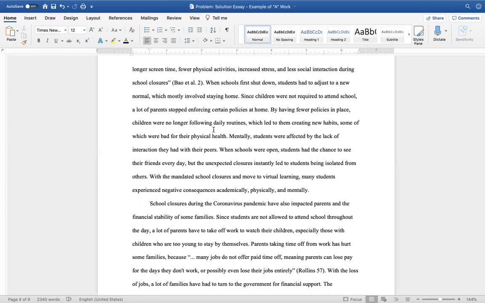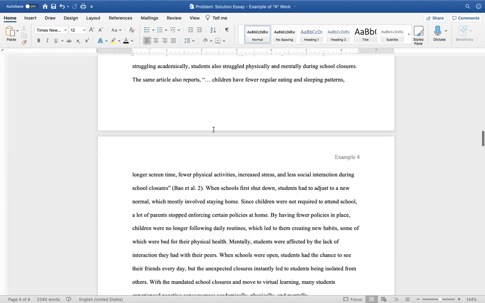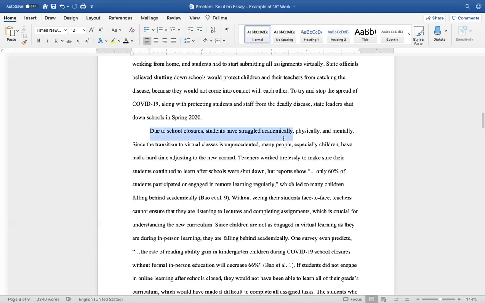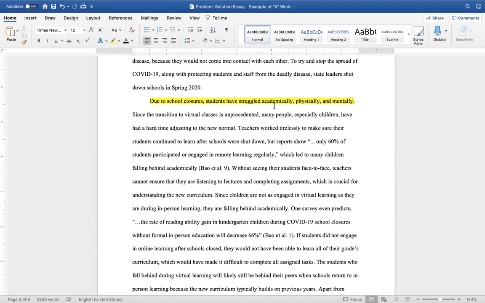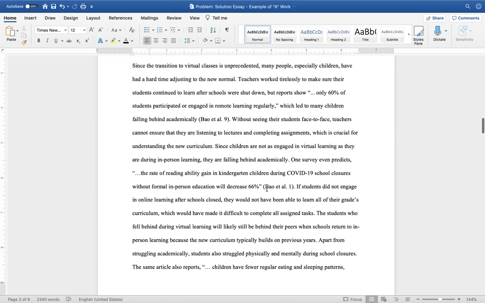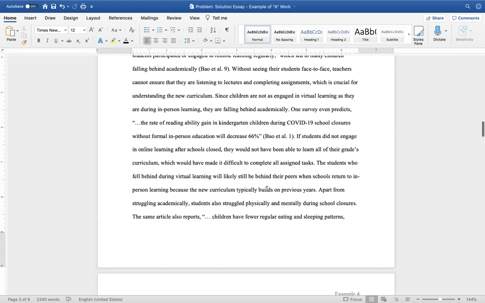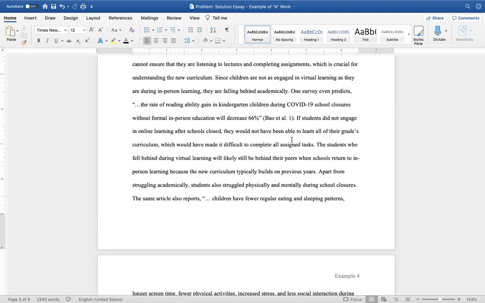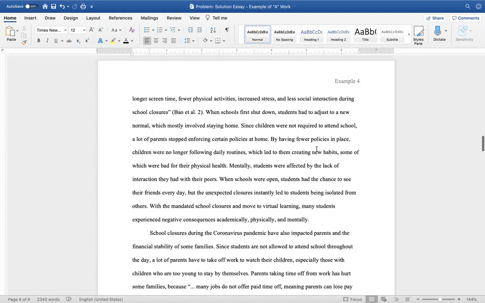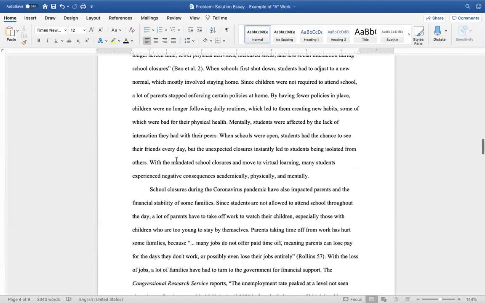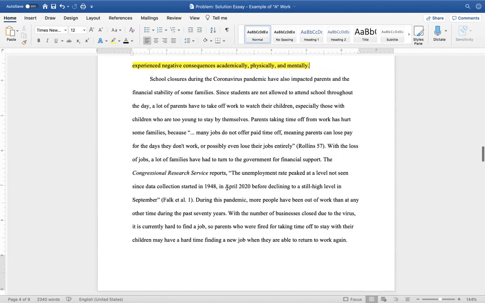Guys, one of the things that I really want you to take note of that this student did a great job of: we see clearly there's a topic sentence here, and they're continuing to prove the problem about students struggling academically, physically, and mentally. We see them break those ideas down. And not only do they break those ideas down, but they use research to support those ideas, and then they expand on the research afterwards. After they go through each part, the academic, physical, and mental consequences, we see that they summarize the paragraph with a really strong summative sentence at the end.